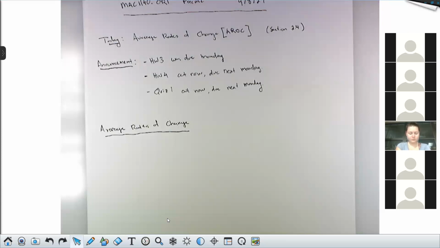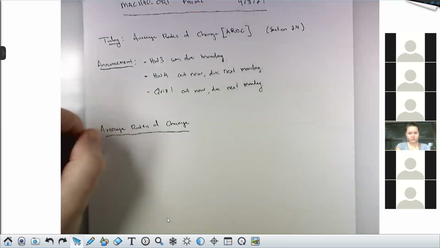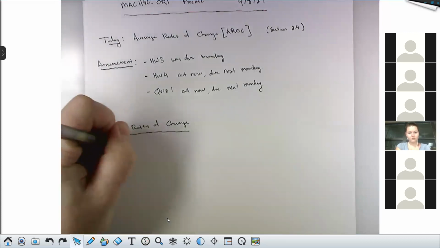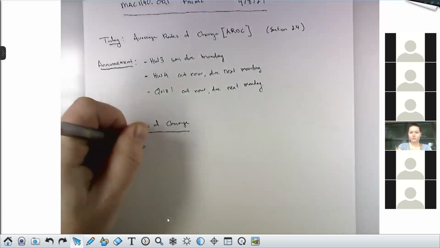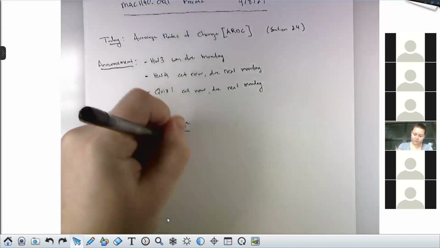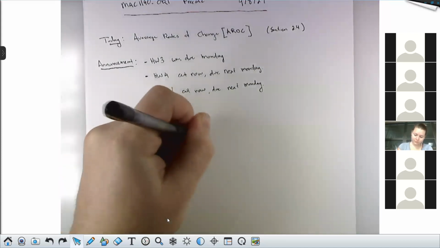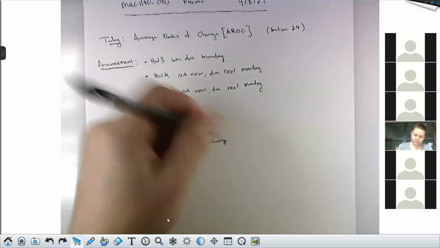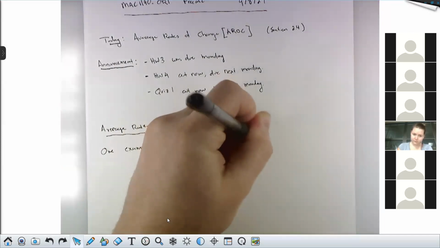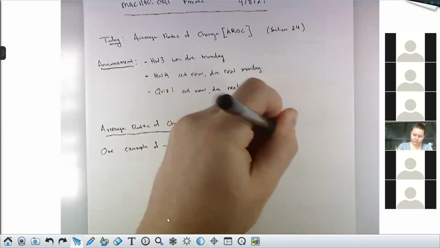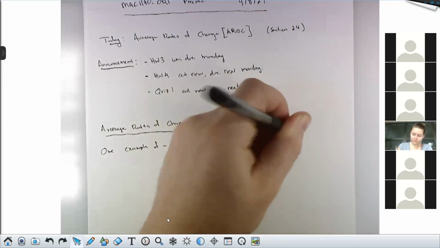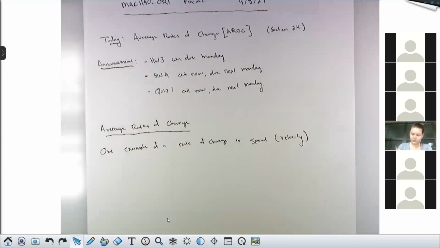So, one example. Our rate of change is speed or velocity. There is a slight difference between velocity and speed, and I want to get this out of the way now. Speed is how fast you're going. Velocity is how fast you're going and in what direction.